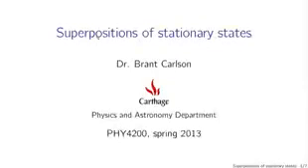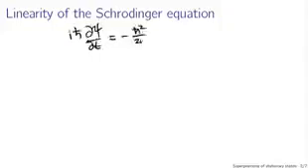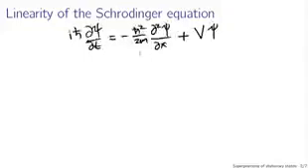Now we can make superpositions of stationary states because of one fundamental fact, and that fact is the linearity of the Schrodinger equation. The Schrodinger equation, as you hopefully remember it by now, is i h bar partial derivative of psi with respect to time equal to minus h bar squared over 2m second derivative of psi with respect to position plus V times psi. So this is our Hamiltonian operator applied to the wave function, and this is our time dependence part.